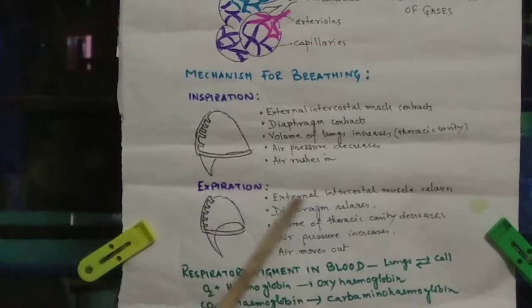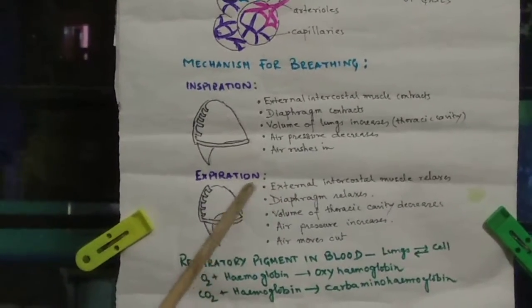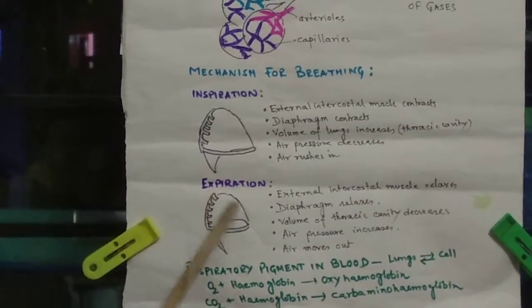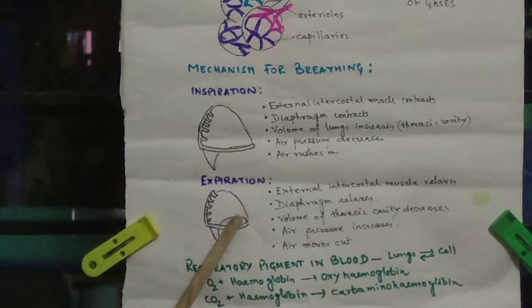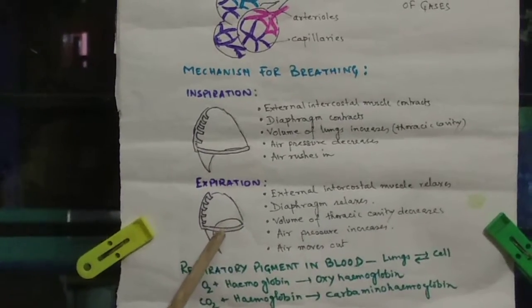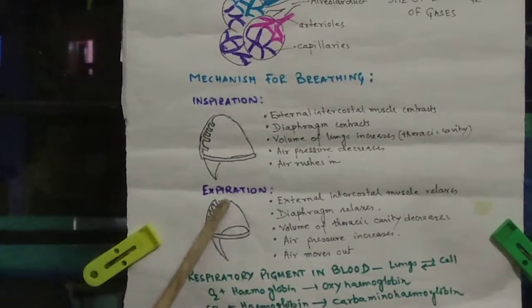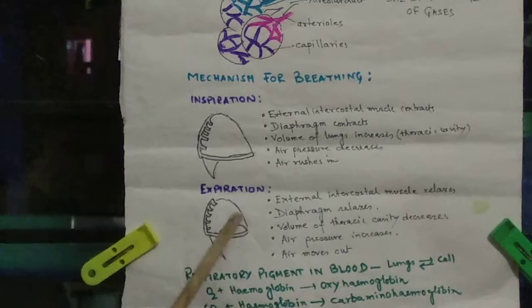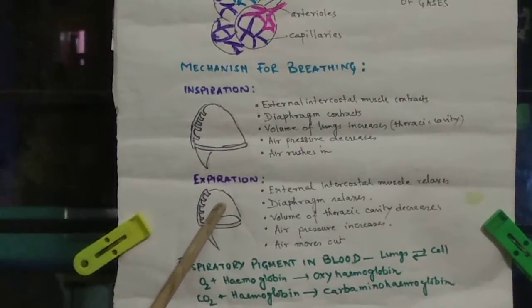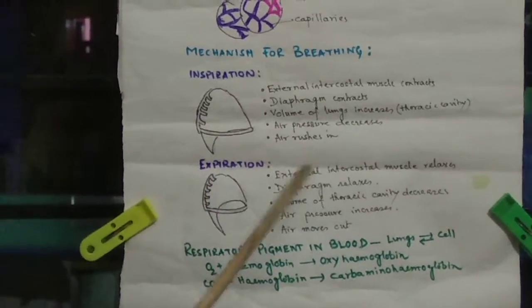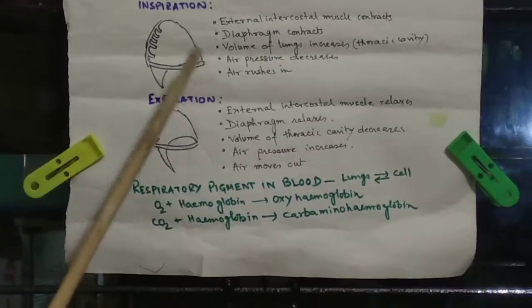During expiration or exhalation, just the reverse occurs. During exhalation, the intercostal muscles between the ribs relax. The diaphragm, which is present below the lungs, relaxes. As a result, the volume of the thoracic cage decreases, the lungs squeeze, the air pressure increases, and due to the high pressure, the air moves out. So this is how we breathe.